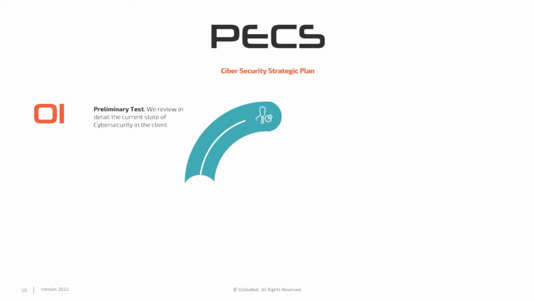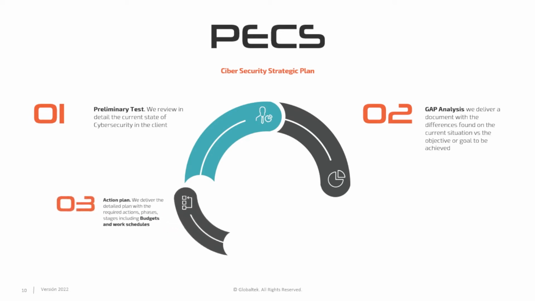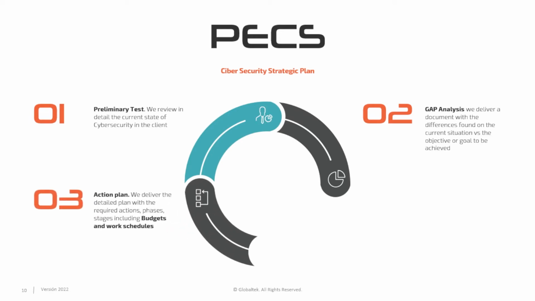This is going to be the main source of information and the first step to achieve the KPIs based on your company. The second step is to perform a gap analysis, in which we deliver a document with the differences found between the current situation and the objective or goal to be achieved by your company. The third step is to perform and deploy an action plan. We will deliver the detailed plan with the required actions, phases, stages, and we will include budgets and working schedules.